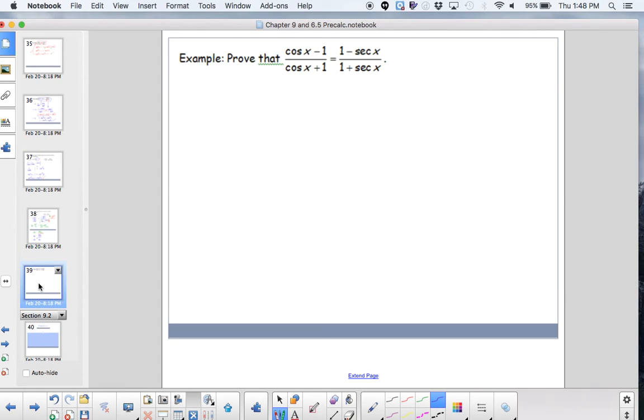And one last problem here. So this one, I see that I have a fraction is equal to a fraction, which makes me want to use cross products. And if I use cross products, then I would end up with cosine x minus 1 times 1 plus secant x. Let's go ahead and at the same time put these in terms of sine and cosine. That could be helpful. So 1 plus secant would be 1 over cosine x.